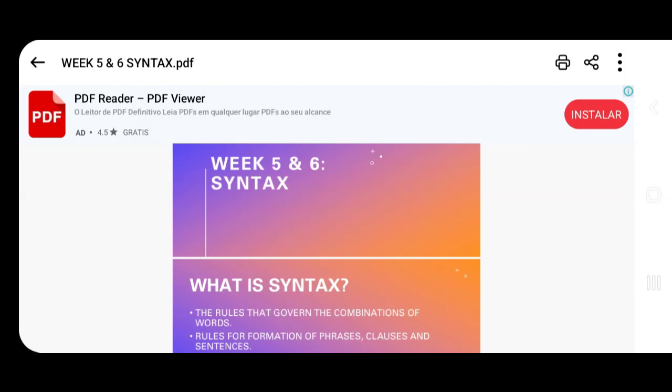Declarative: mentions ideas, statements, facts, etc. They end with a full stop, point, dot. They love studying syntax. Interrogative: they are used to ask questions and interrogate. WH questions and yes/no questions. Do you have any questions?